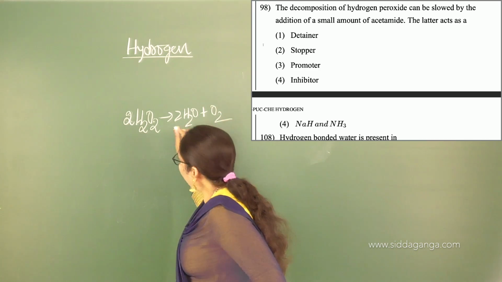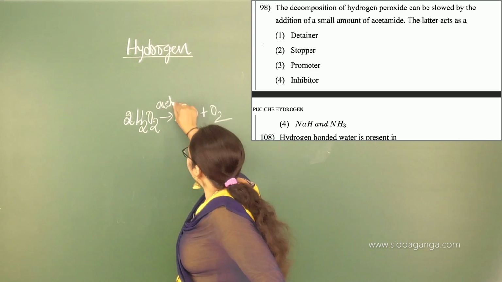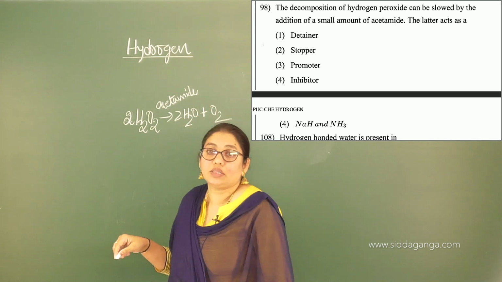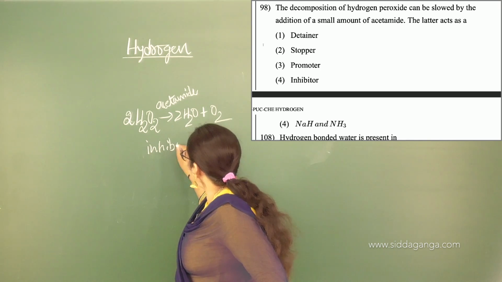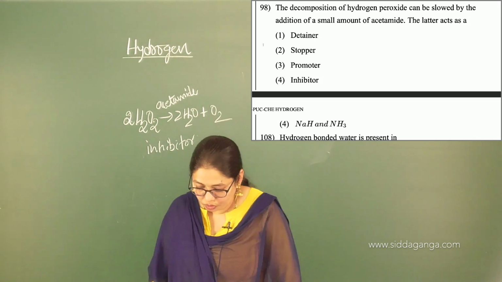So this reaction is slowed down by the addition of what? Acetamide. So it is decreasing the rate of reaction. That means to say it acts as what? Inhibitor. Okay, option 4 is the answer for this one. Move on to the next one.